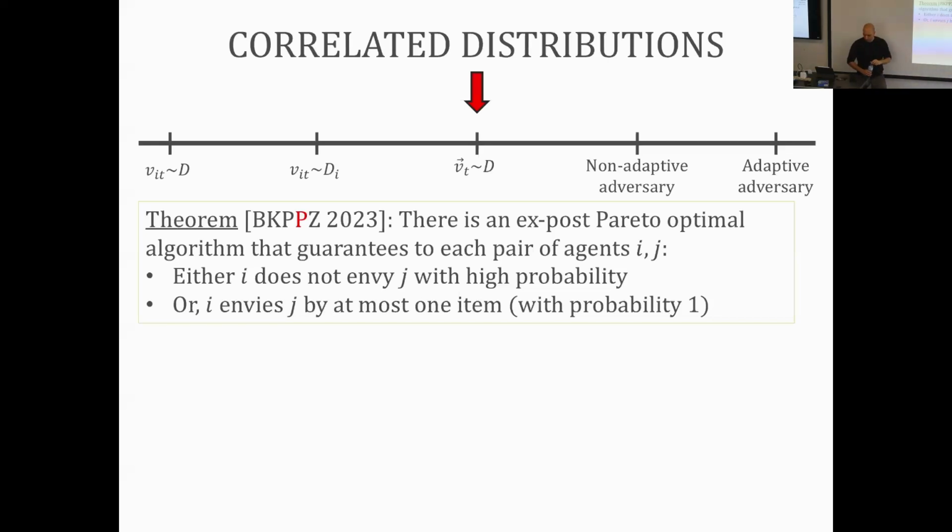So the result for correlated items is that you can be Pareto efficient ex post and have this kind of bizarre fairness guarantee. So between I and J, you're either going to be envy free with high probability or EF1, one of the two, with probability 1. So that's the kind of personal guarantee you can say. You say, hey, either I will not envy you with high probability, or if I do envy you, at most by 1.